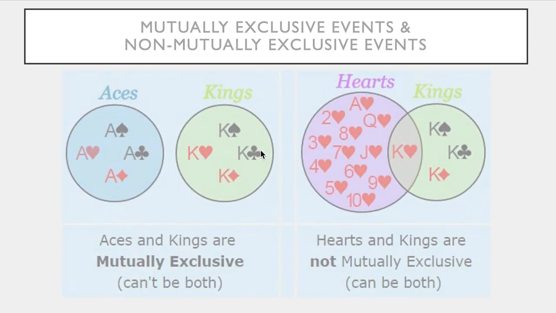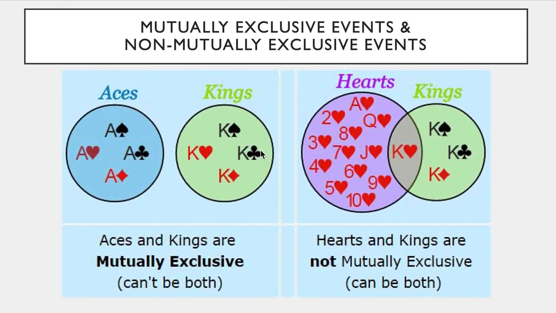So as a bird's eye view, we can now differentiate mutually exclusive events and non-mutually exclusive events. Aces and kings, we cannot take an ace and a king at the same time, but hearts and kings we can. Okay, hearts and kings we can.